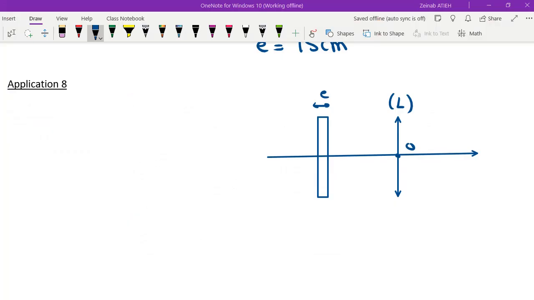I've drawn a figure. We have the parallel plate of thickness E. E is equal to 3 centimeter. This is given. It's made of glass with n equal to 1.5. This is given. We have a converging lens of focal length f equals 10 centimeter.